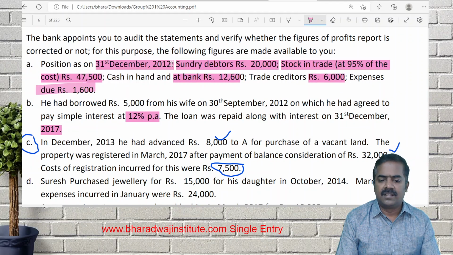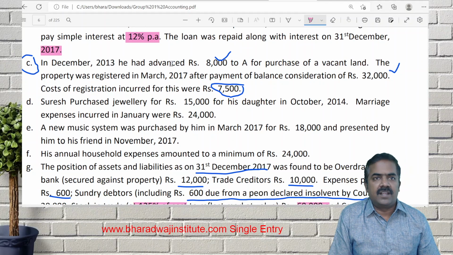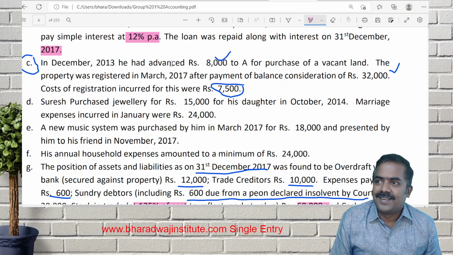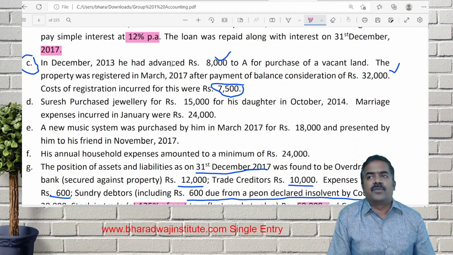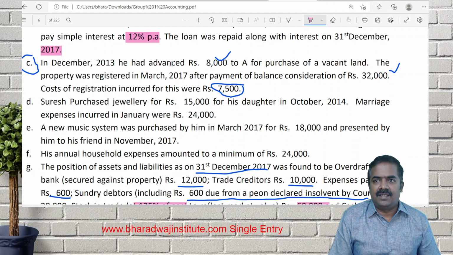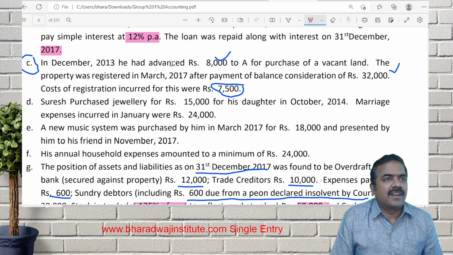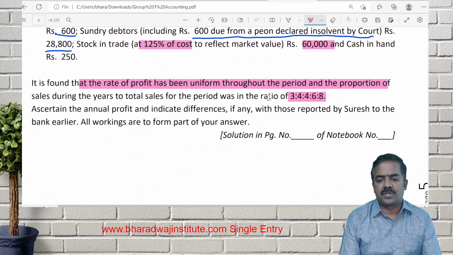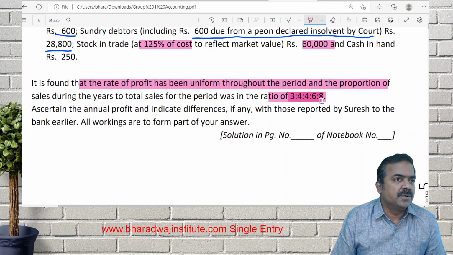31st December 2012. Next, in 2017, 5 years later, we will prepare another. 5 years before, we are going to prepare which one? Statement of affairs. One more statement of affairs we are going to prepare in 2017. So when you work out net profit, will it be the net profit for 1 year or 5 years? 5 years' net profit. They ask you to apportion in this ratio.